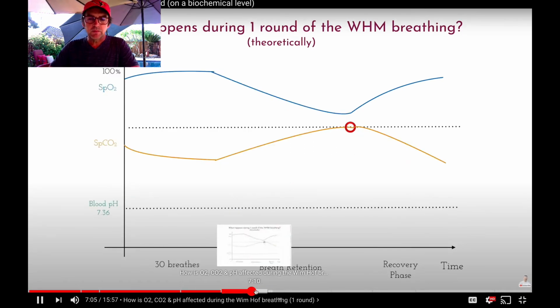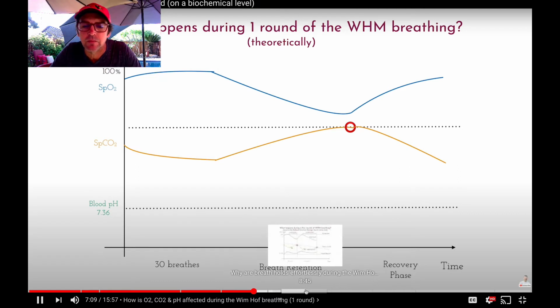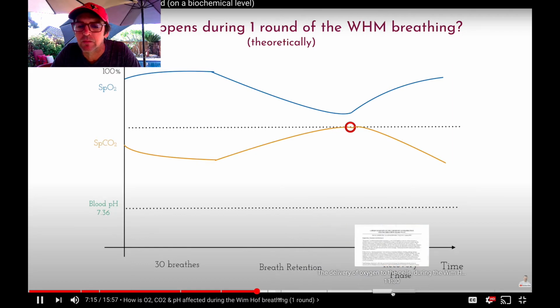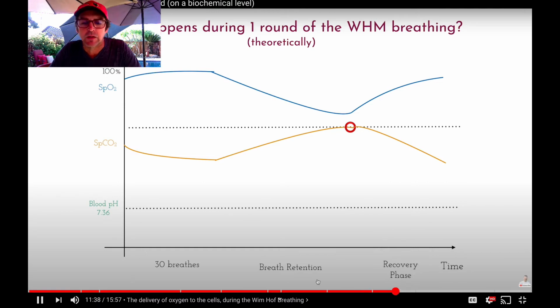And let's look now at the effect this has on the blood pH. As carbon dioxide has an acidic effect, and carbon dioxide is reduced during the hyperventilation.